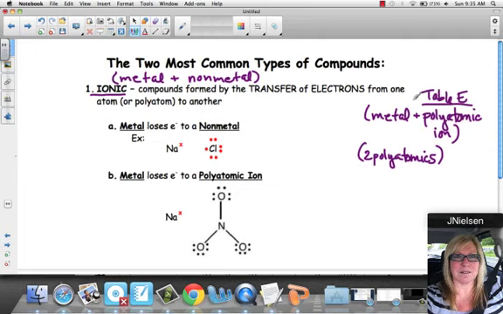And it also could be, no, I think that's about it. So let's look at these individually.